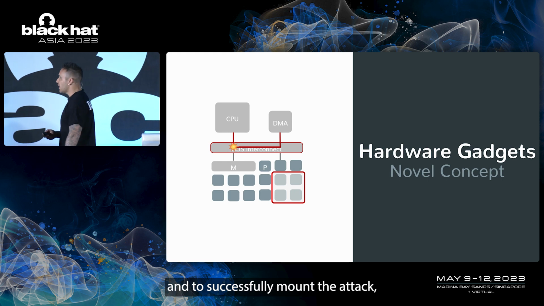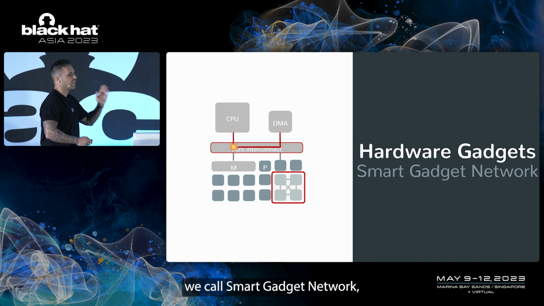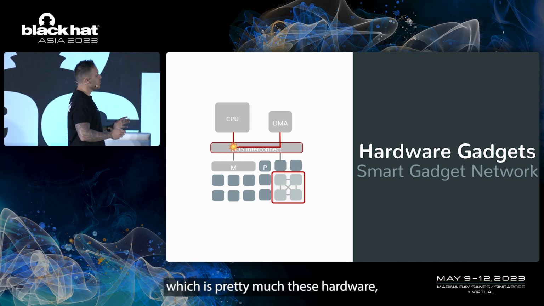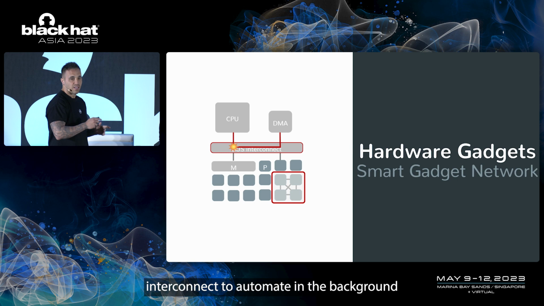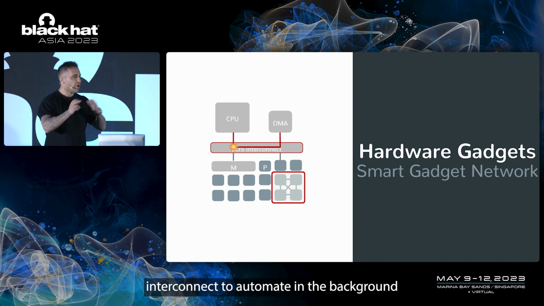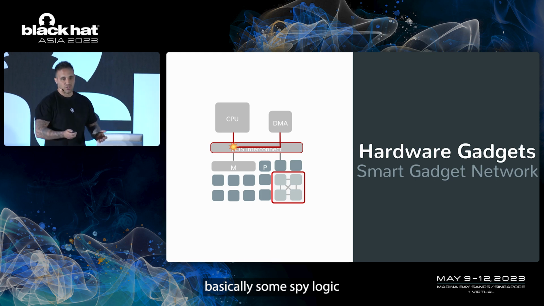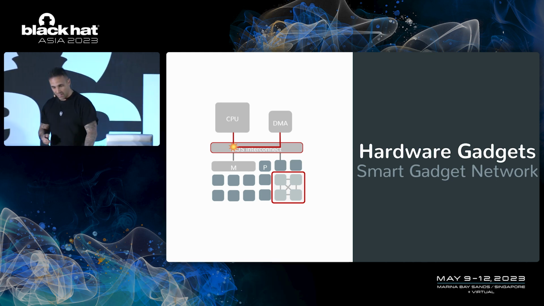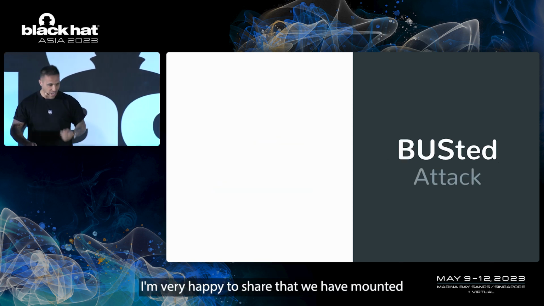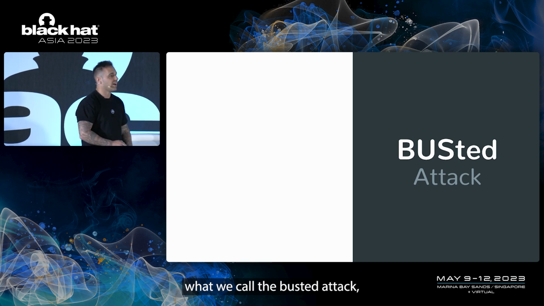And to successfully mount the attack, we resort to what we call a smart gadget network, which is pretty much these hardware gadgets or peripherals interconnected to automate in the background, without CPU intervention, some spy logic that creates contention while the victim is running. And with that, I'm very happy to share that we have mounted what we call the BUSted attack.